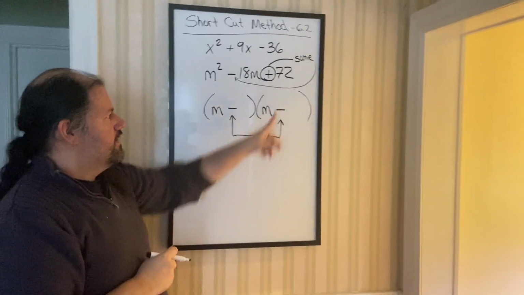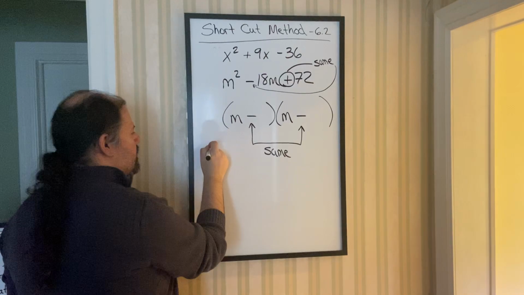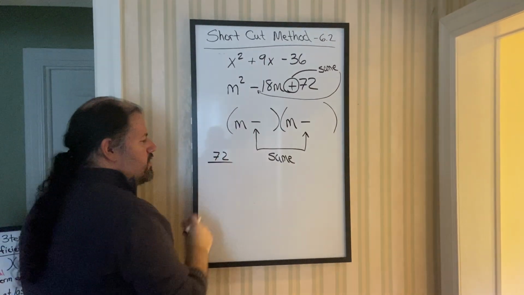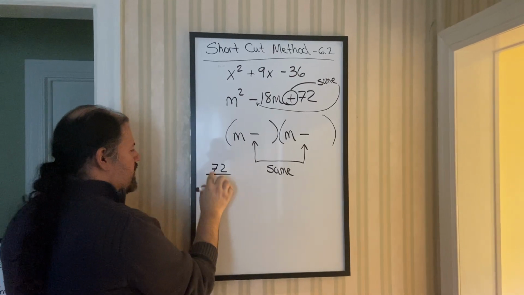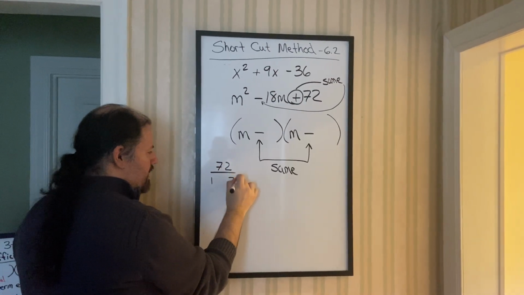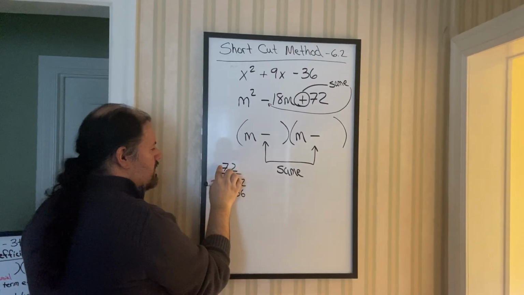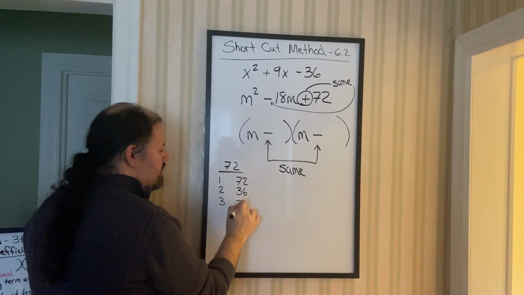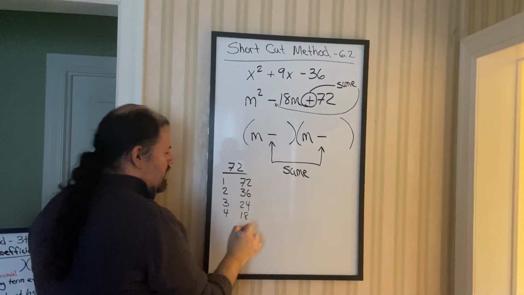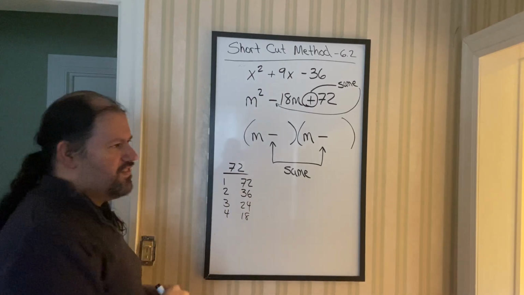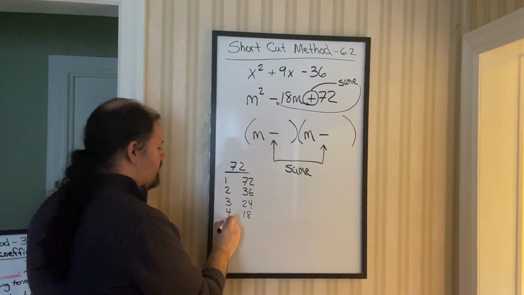Step 3, look at the last term, do all the combos of 72. Remember, to do combos list, I always said start with 1 and see if it divides out evenly. 72 divided by 1? Yes. 72 divided by 2? Yes. 72 divided by 3? Yes. 72 divided by 4? Yes. 72 divided by 5? No, you're going to get a decimal. So I'm not going to put 5 up here. But 6 works.